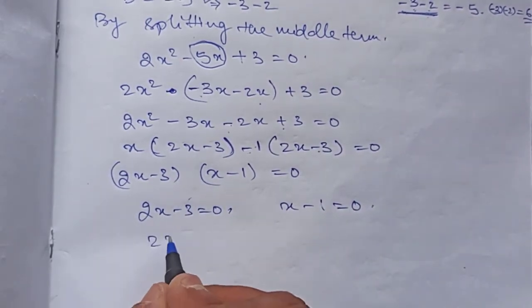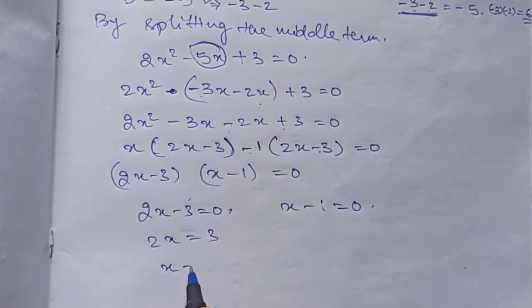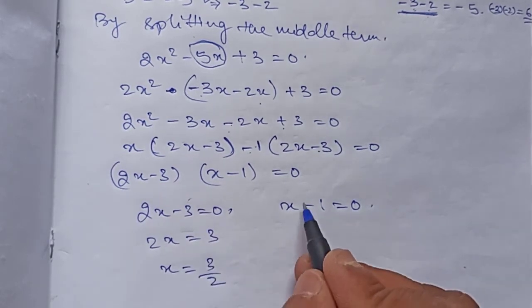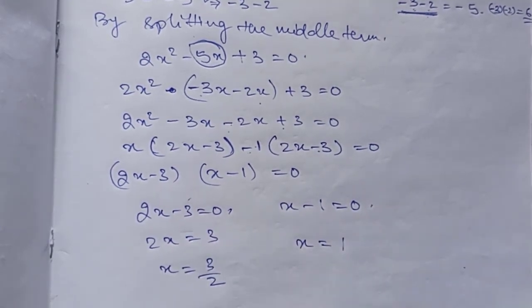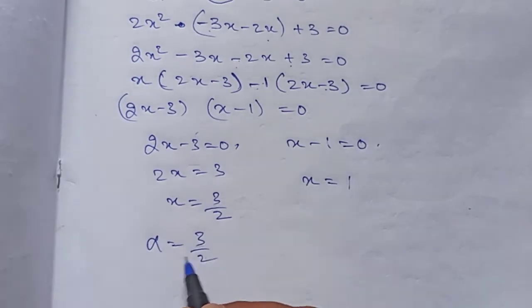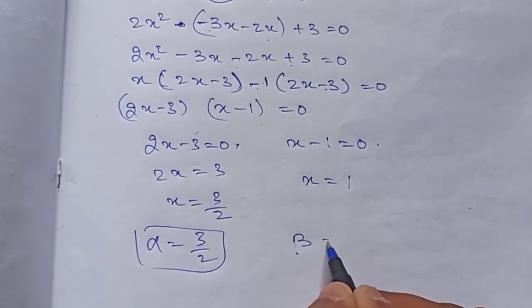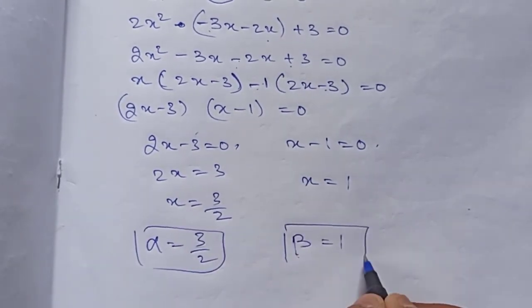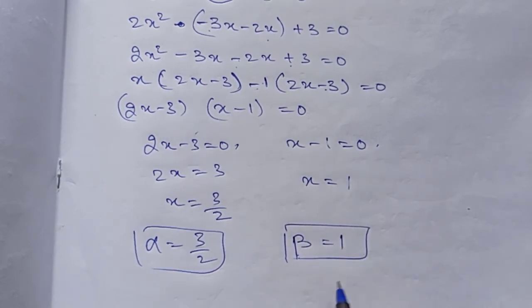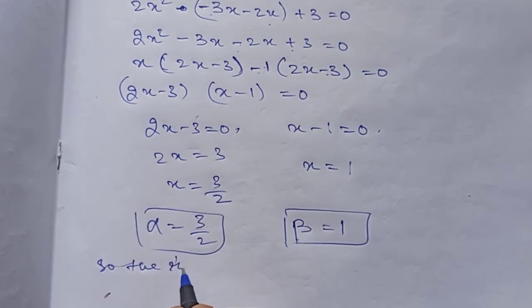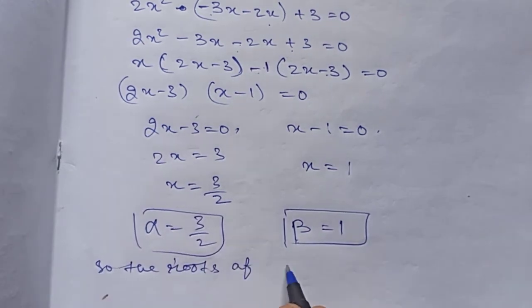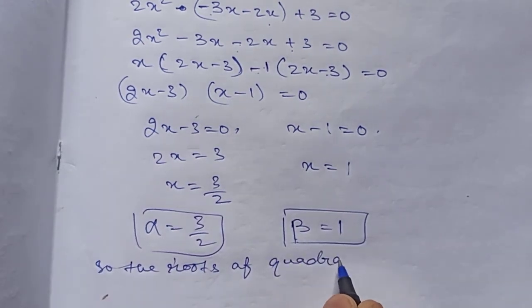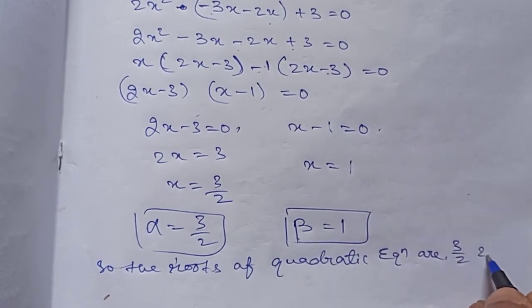Bring 3 this side, 2x equals 3, so x will be 3 by 2. Bring 1 this side, x equals 1. Alpha is 3 by 2 and beta is 1. So these are the two roots of the given quadratic equation. The roots of the quadratic equation are 3 by 2 and 1.